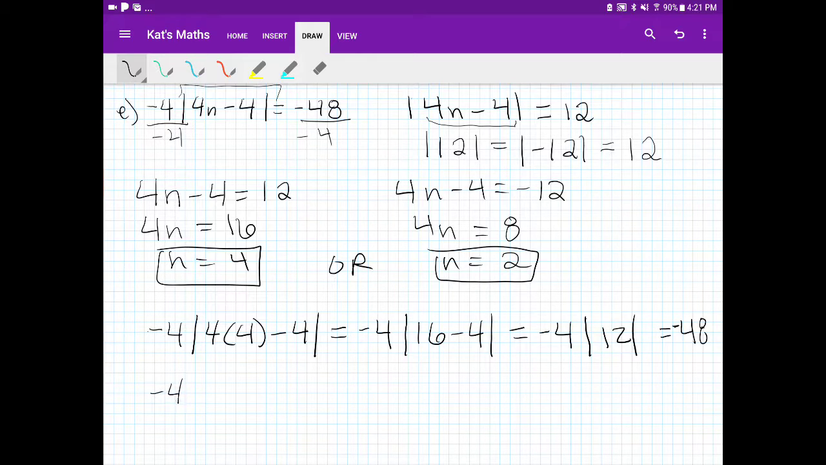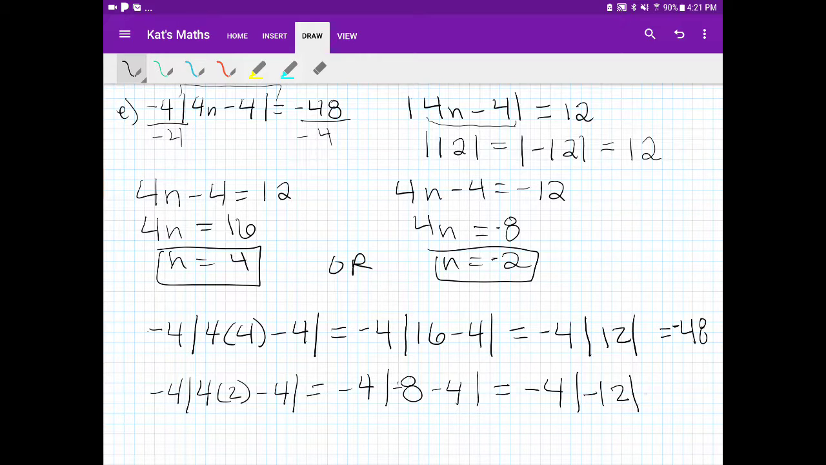Then we have negative 4 times the absolute value of 4 times 2 minus 4. And that equals negative 4 times the absolute value of 8 minus 4. Oh, sorry, that's negative. Negative, there we go. Negative 2. So negative 8 minus 4. And that equals negative 4 times the absolute value of negative 12, which again equals negative 48.